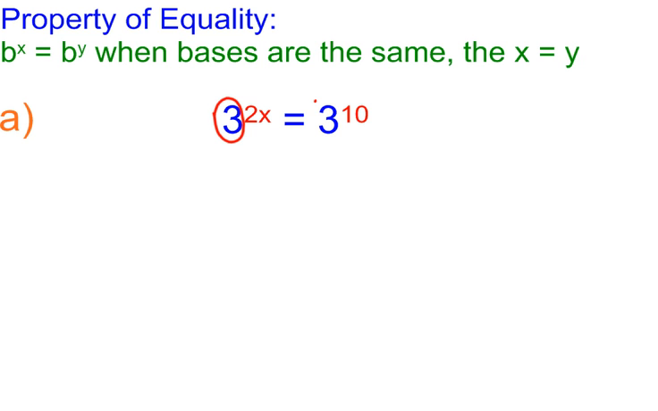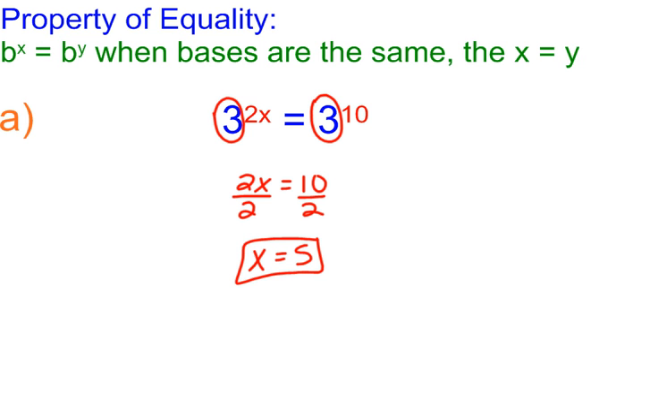When our bases are the same, the property of equality tells me that I can set the exponents equal and they'll be the same also. So when I do that, I would get x to equal 5. And if you want to check your answer, you could say 3 to the 2 times 5 equals 3 to the 10th, which does check, that 3 to the 10th equals 3 to the 10th. So we're looking to solve for x here.